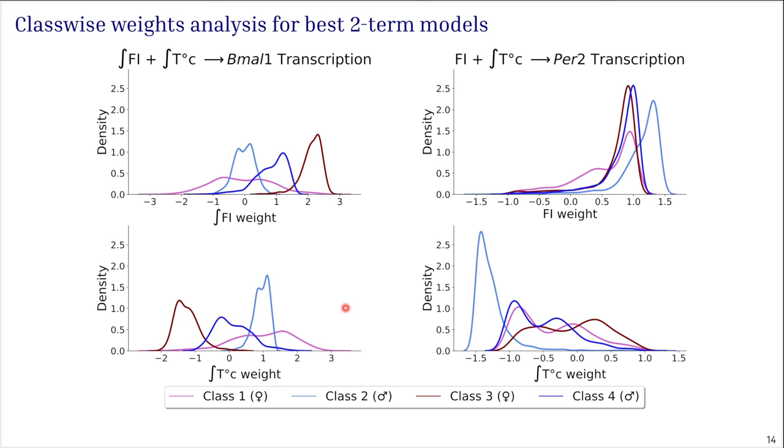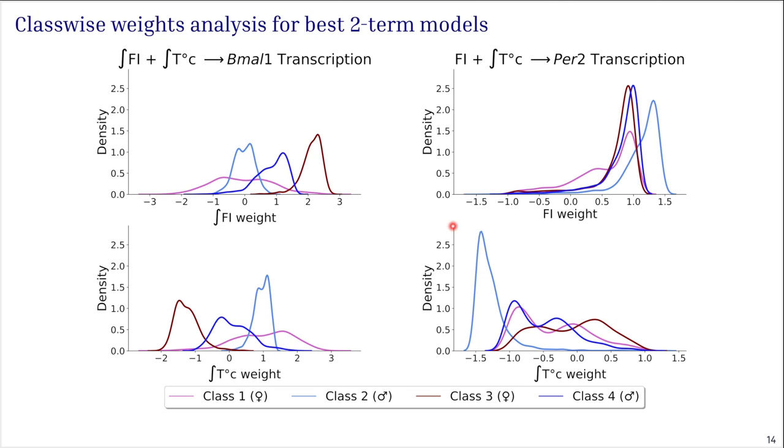What you are looking at now are the weight distributions for two models, the best one for BMAL1 and the best one for PER2. If we look at the one for BMAL1, it is composed of an indirect action of food intake and temperature. And the first plot that I'm showing now is the regulator weight for the indirect action of food intake. We see that these distributions can be quite different from one class to another. Typically, between class 1 and class 3, there is next to no overlap. Class 1 and class 3 are female mice, but with different genetic background. So this is a kind of difference that we can observe with this approach.